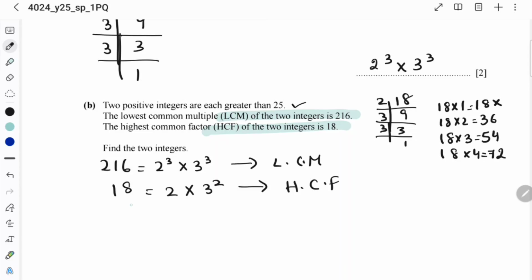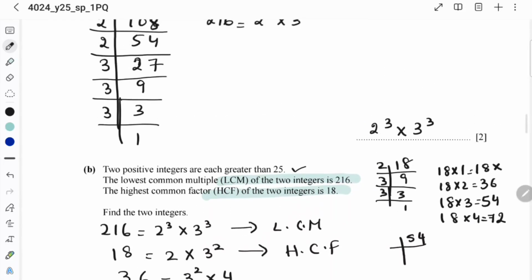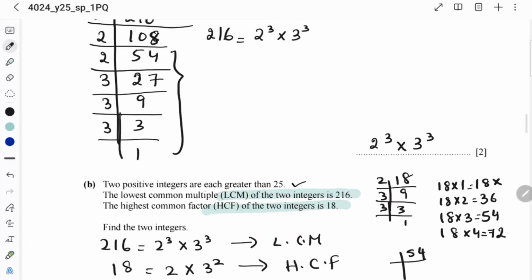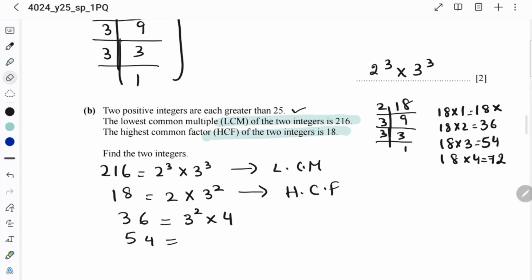For 36, 4 times 9 is 36, so 3 square into 4. This number is 36. Now 54. What is 54? 54 is 2 into 3 cube. No need to find out more.